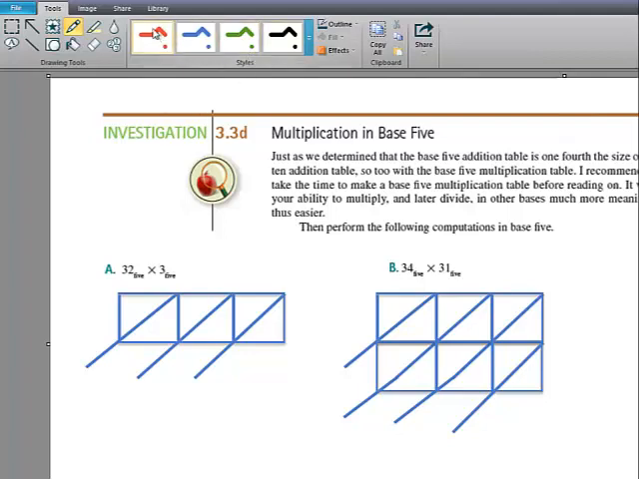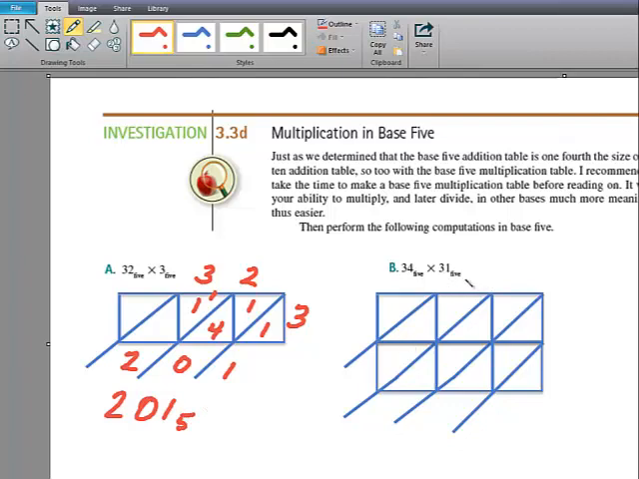I'll use the red, and I want 32 times 3. So I'm going to do 2 times 3, which is 6, but in base 5 that's represented as 1, 1. Then I want 3 times 3, which is 9, and in base 5 9 is represented as 1, 4. So adding 1, 4 and 1 are 5, but in base 5 that's 0, carry my 1, and then that would be a 2. So this answer would be 2, 0, 1, base 5.